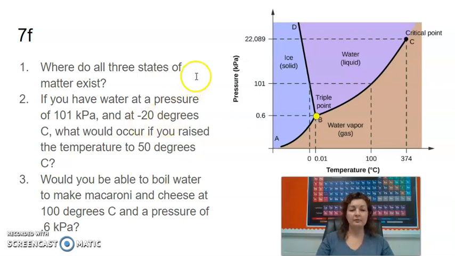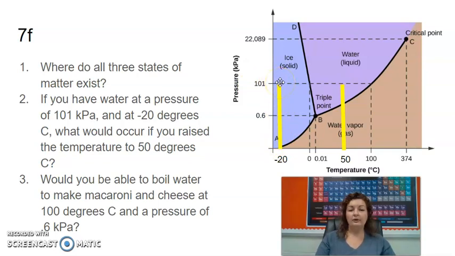Okay. Number two, if you have water at a pressure of 101, so here's pressure, here's 101, right? And at negative 20 degrees, so I'll put these little lines on here for you. Notice these numbers on the bottom, you guys, they don't have negative 20 on here. So this is just an estimation, right? So I went up from negative 20 to 101 for the pressure.